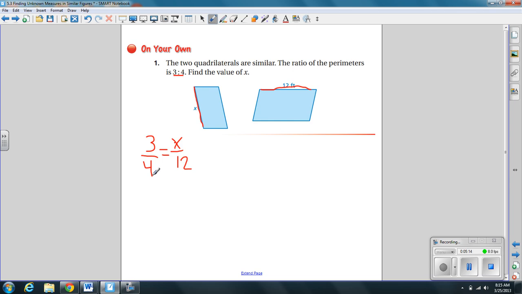This figure is turned in relation to this one here. If you notice, 4 times 3 gives us 12, so 3 times 3 will give us 9. And if you don't like that way, we can still use the cross product. 3 times 12 is 36, and set that equal to 4x. And to isolate your variable, we divide both sides by 4. And we know that 36 divided by 4 equals 9. So our value of x is 9. So this side here is 9.